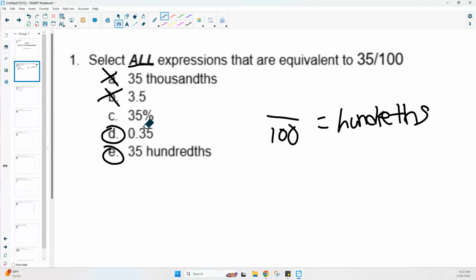Now let's look at 35%. We know that percent means out of 100. Sorry, that's a division symbol, not a percent symbol. There we go. We know that percents are out of 100. So 35 out of 100 would in fact be 35%. So C, D, and E all are equivalent. Let's keep going.